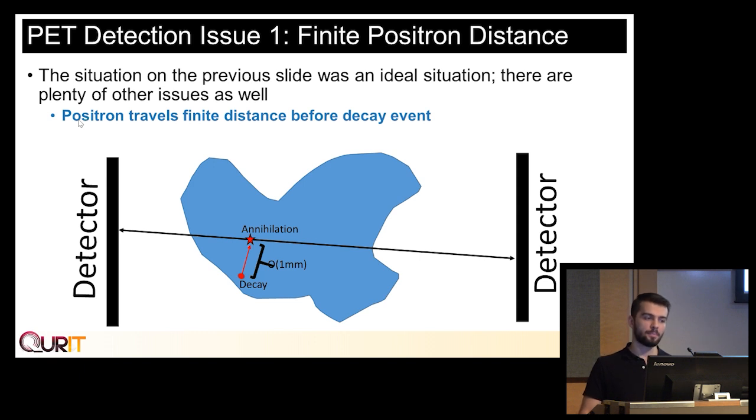One thing that happens is that the positron emitted from the decay travels a finite distance before the photon emission. So you have a decay event here, then electron-positron annihilation, and then maybe the event is along this line here. Of course, the decay is over here. And this is on the order of 1 millimeter. I've exaggerated everything on this slide.